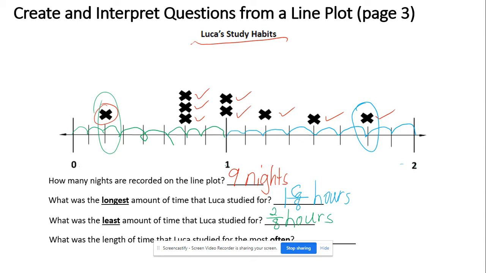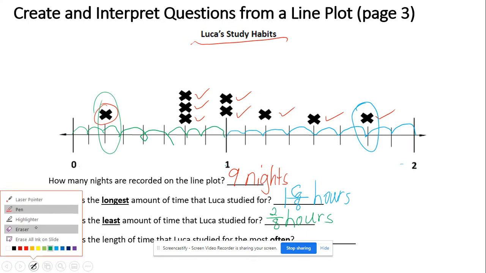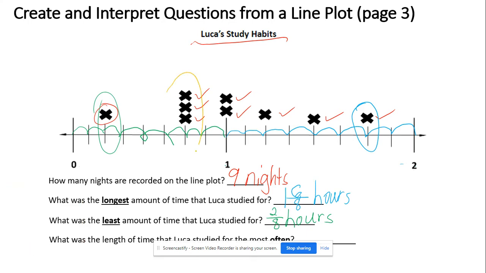What was the length of time that Luca studied for the most often? So we're looking for the number on our number line that has the most amount of X's above it. And that would be right here. We have 3 X's above here. So let's see, that's 1, 2, 3, 4, 5, 6. So 6 is our numerator, and we already know there's 8 spaces between 0 and 1, so 6/8 hours. That means out of the 9 nights he studied, the most often amount of time that he studied for was 6/8 of an hour.